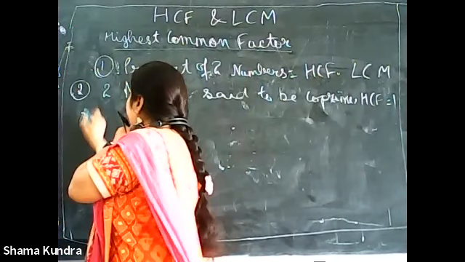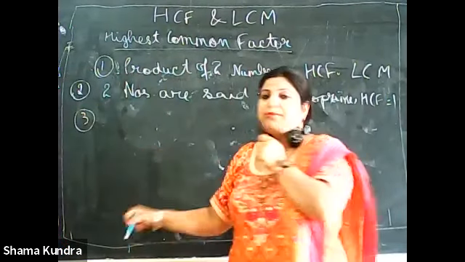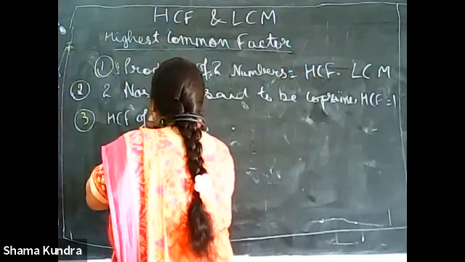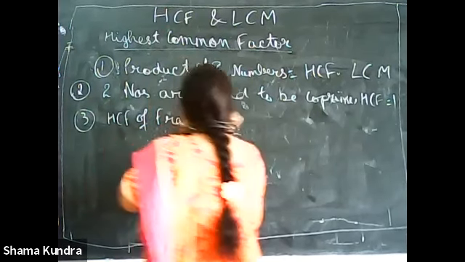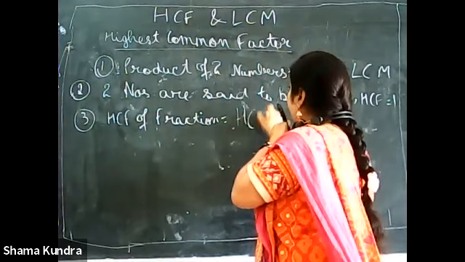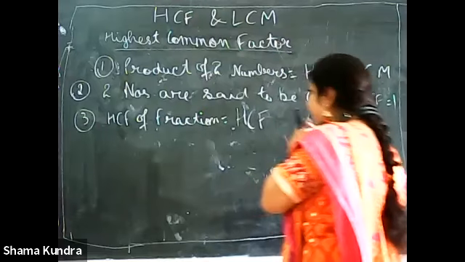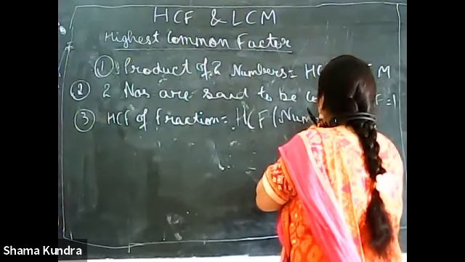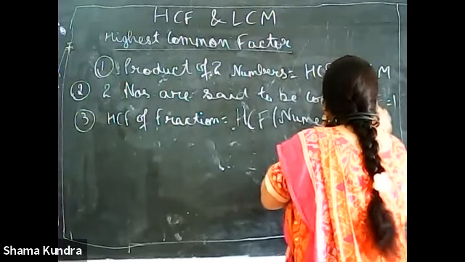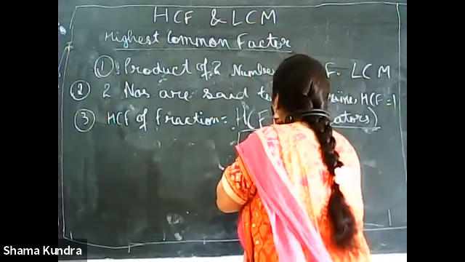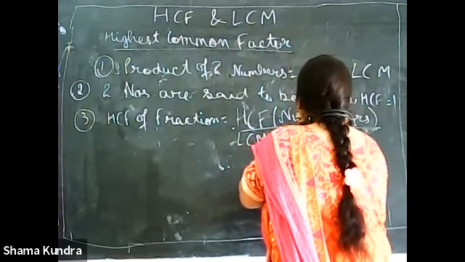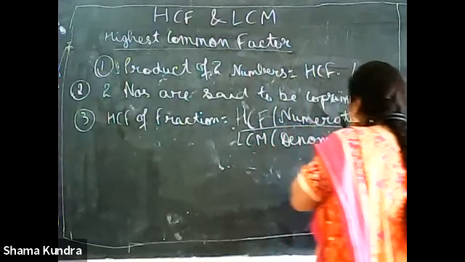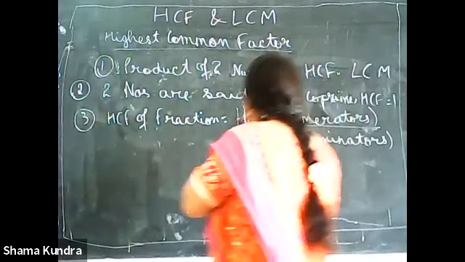Next is, if we want to find the HCF and LCM of fractions. In case of HCF of fractions, if I want to find HCF, find the HCF of the numerators divided by the LCM of the denominators. So HCF of numerators and then LCM of denominators.